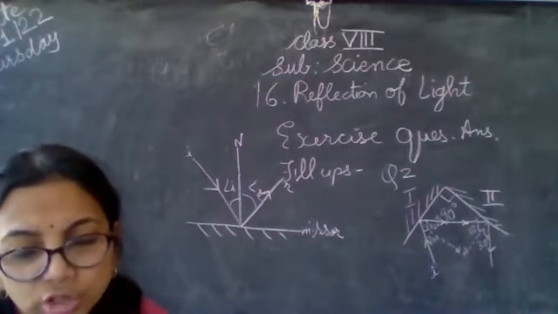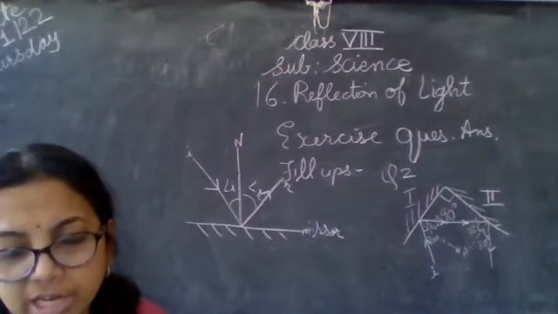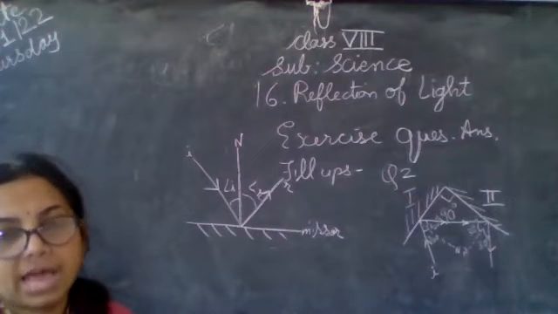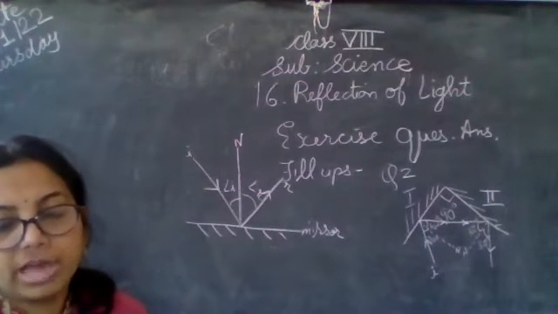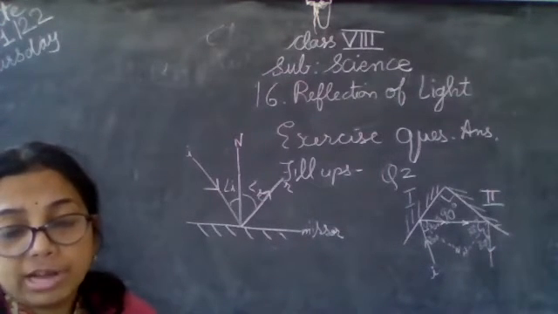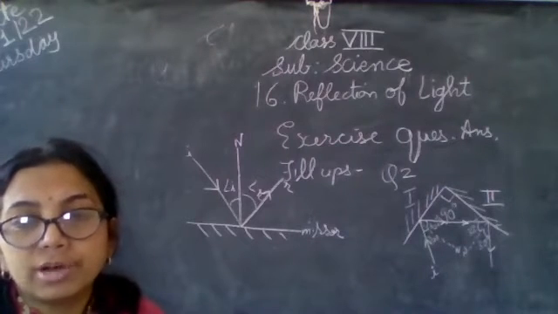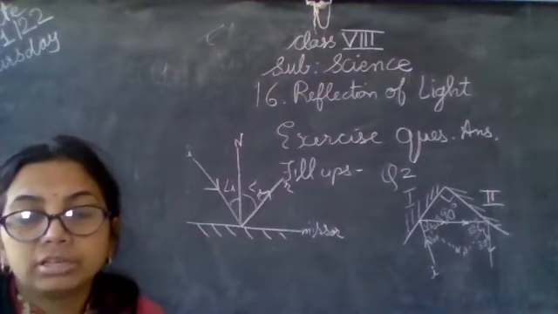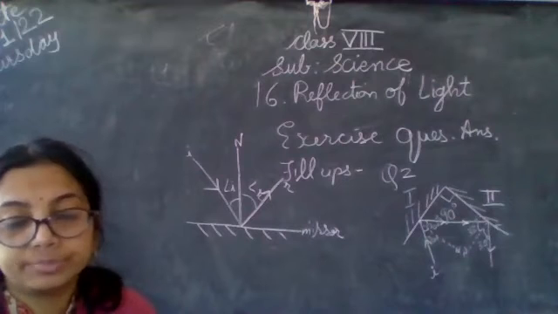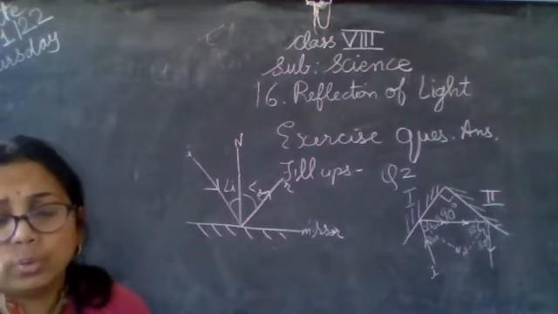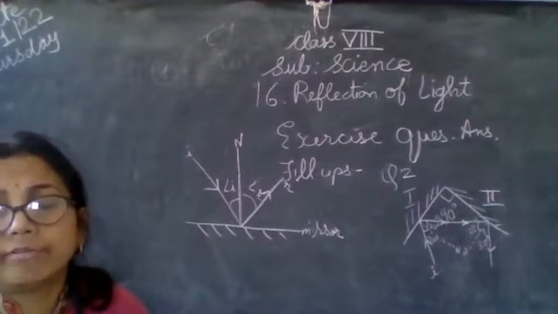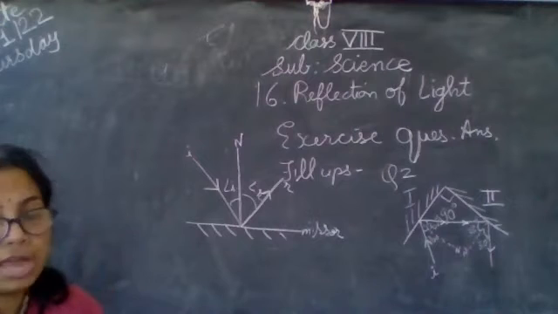Okay. Fourth one, explain the difference between regular and irregular reflection of light. In earlier class only we have discussed. For regular reflection, you see all the rays are parallel to each other that are getting reflected. Rays are also parallel to each other. And we can see the object to be regular and shining surface.